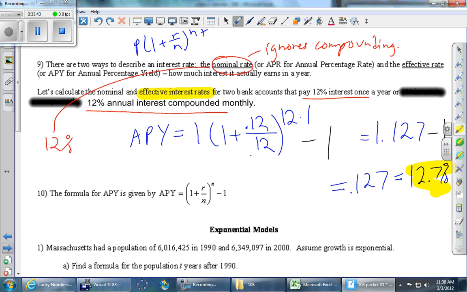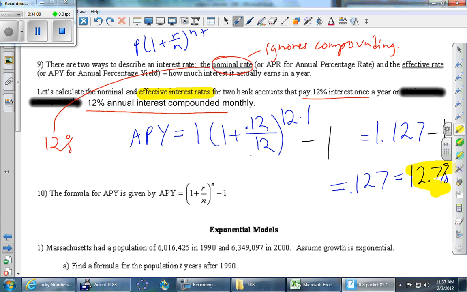What about advertising? Yeah, they'll show you the one that makes it look better for them, depending on whether you're investing or whether you're borrowing. Okay, so that is the annual percentage yield, or the effective interest rate. Other questions on that?